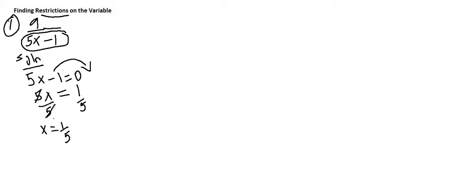So the restriction on this one is 1 over 5. x cannot be 1 over 5. So if we put 5 times 1 over 5 minus 1, it will be equal to 0. So the equation will be undefined. So this is our answer. This is our restriction on this one. x cannot be equal to 1 over 5.